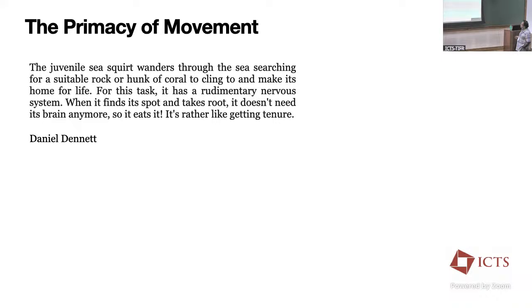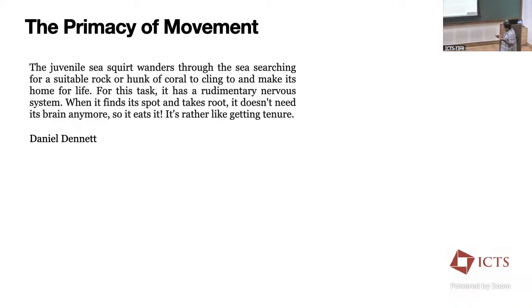And so I put this quote by Daniel Dennett, which says that when a sea squirt wanders through the sea and eventually finds a rock, a home to stick on to, it starts off with this sort of a ganglion of a brain that it uses to navigate the world. And once it latches on to a particular location, it doesn't need its brain anymore. And so it just consumes its brain. And I've been told that it's rather like getting tenure.